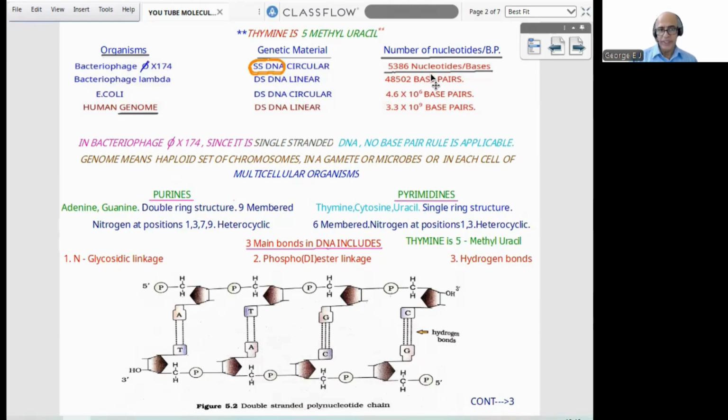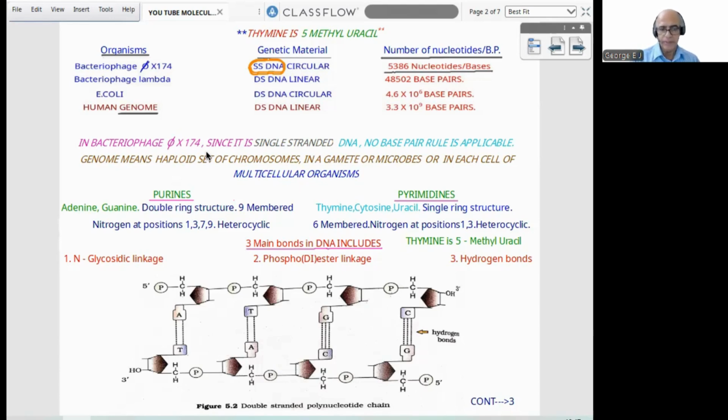48502 base pairs, since it is double-stranded DNA. Now, E. coli, again double-stranded DNA, circular in shape, 4.6 × 10^6 base pairs. And finally, the human genome, double-stranded DNA, linear, 3.3 × 10^9 base pairs. In bacteriophage ΦX174, since it is single-stranded, no base pair rule is applicable.